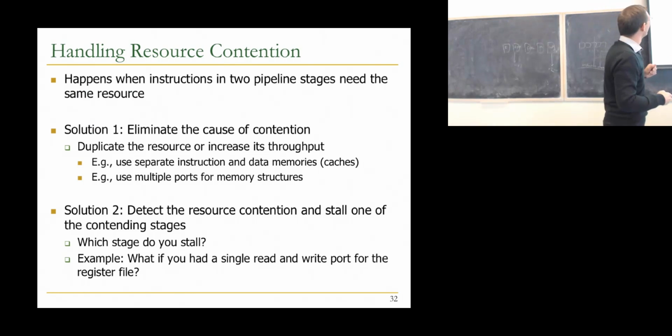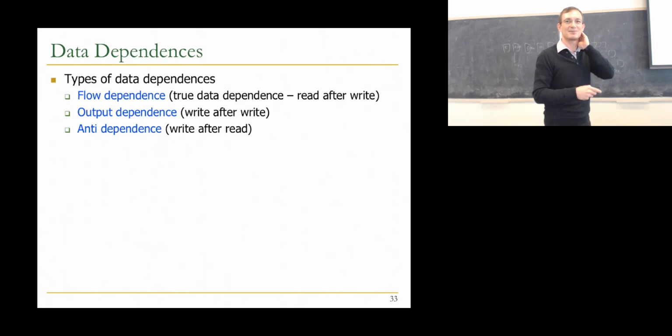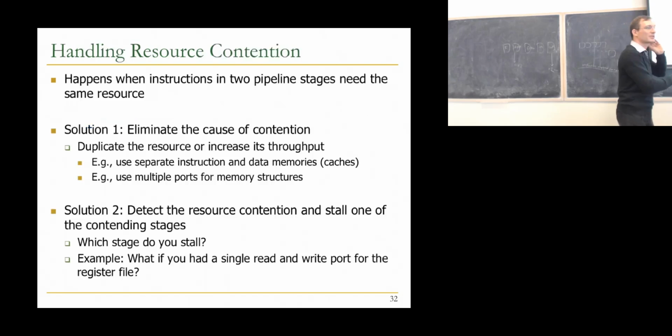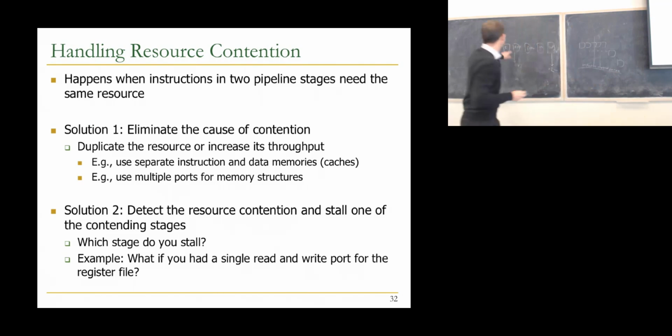Okay, so that's resource contention. Makes sense? You can handle it simply, hopefully, with some solution. And again, how you handle it depends on the cost of the solution as well as the performance impact. For example, it's critical to have a PC increment counter. If many of your instructions are ALU operations, you really need that ALU. And you definitely need your program counter increment every cycle. So that's why the program counter has its own incrementer over here.